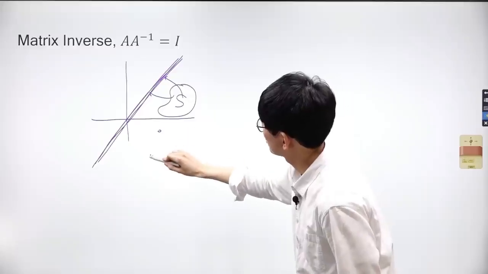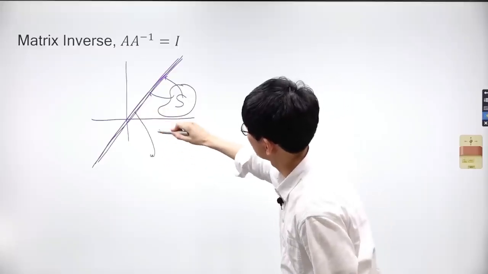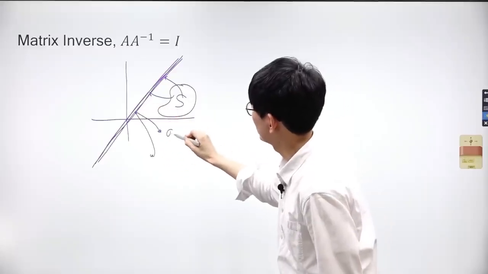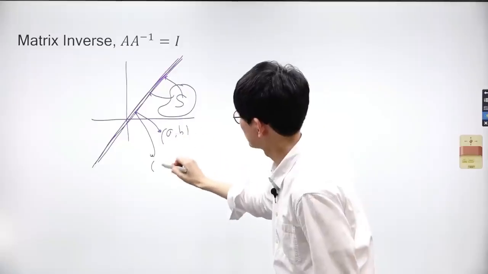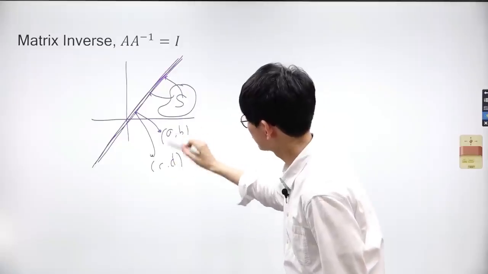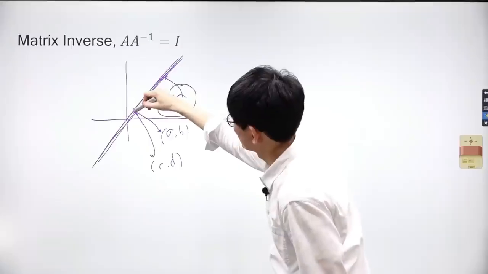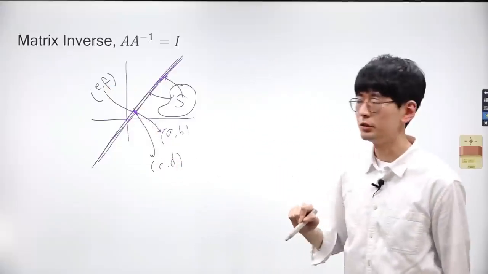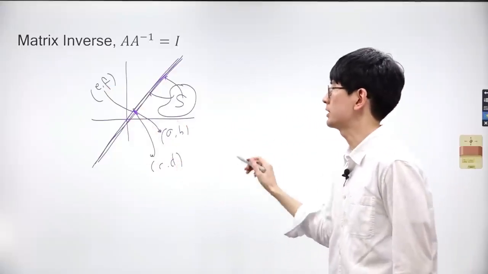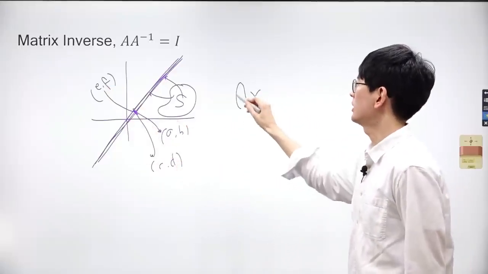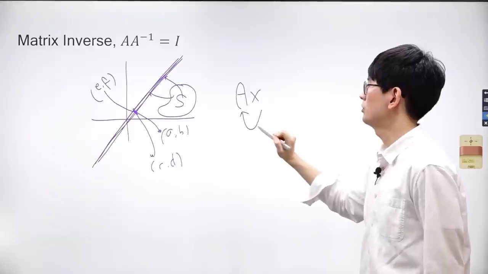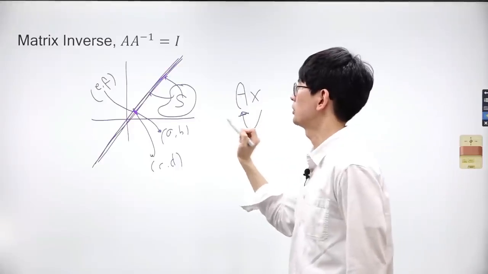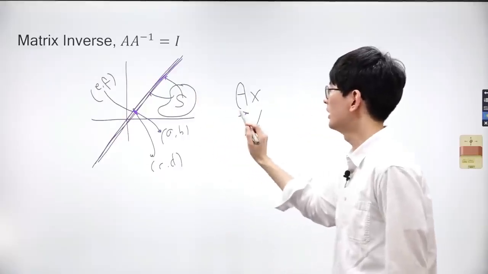In other words, this means that different vectors on the plane can be mapped to the same points on the line. For instance, two distinct coordinates (A, B) and (C, D) can be mapped to the same coordinates (E, F). This transformation can be expressed as a matrix vector multiplication AX. Matrix A shifts every point on the plane to a line.